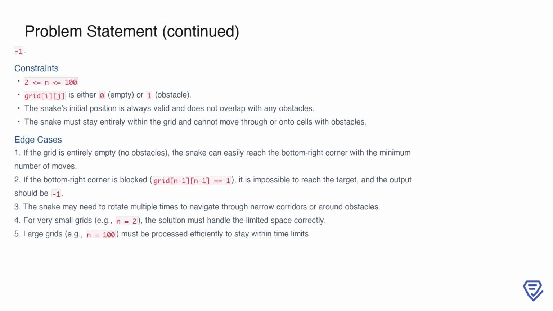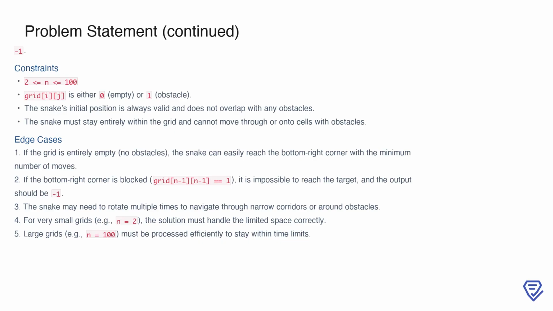The constraints and edge cases for this problem provide additional context. The grid size can range from 2x2 to 100x100. And the snake's initial position is always valid and free of obstacles. The snake must remain entirely within the grid at all times and cannot move onto or through obstacles.